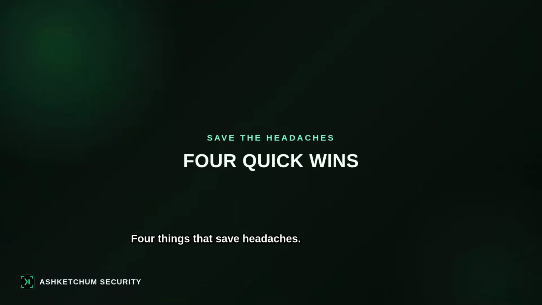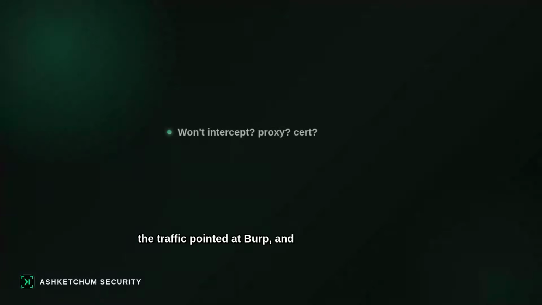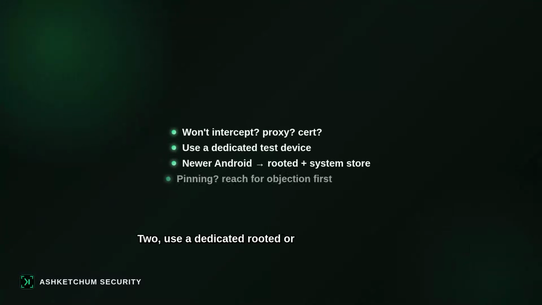Four things that save headaches. One, remember the two ingredients. Whenever something won't intercept, ask, is the traffic pointed at Burp? And does it trust the certificate? Two, use a dedicated rooted or jailbroken test device for mobile, never your real one. Three, on newer Android, apps ignore user certificates by default, so a rooted device and the system store is a reliable path. And four, if pinning blocks you, reach for objection before anything more complicated.